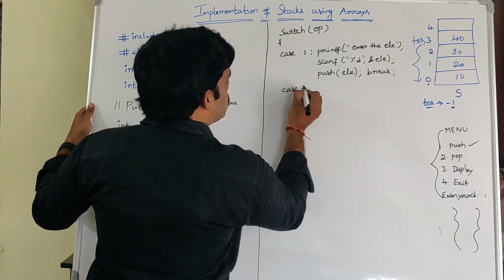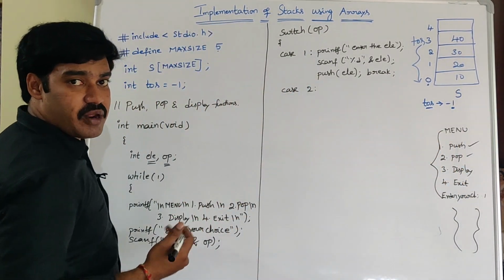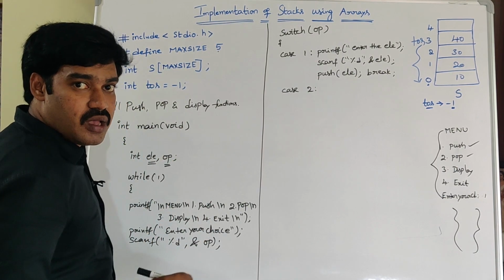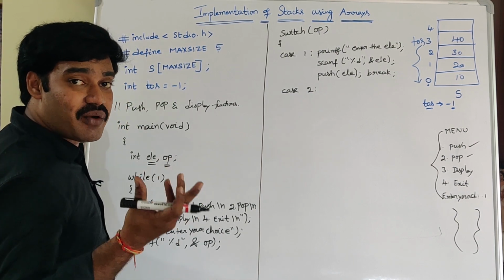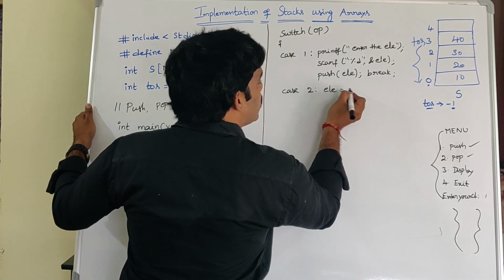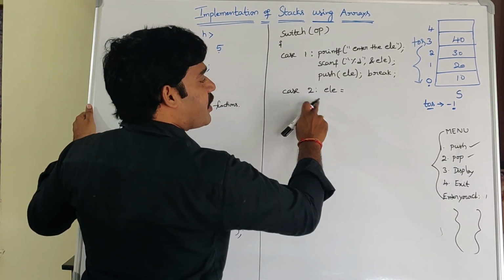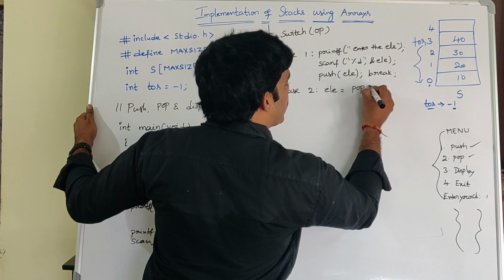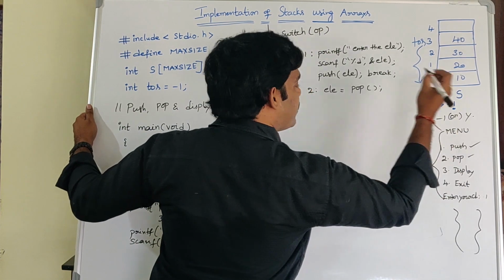Next, case 2. What is meant by 2? Pop, delete an element from the stack. But the pop function returns either -1 or the deleted element. It returns -1 if the stack is empty. Otherwise, it returns the deleted element. So how to call that one? ele is equal to, the same variable I am using. No problem. Why? Because after this case is over, next time it executes the second one. So I can use the same variable, ele is equal to the pop function. This function returns either -1 or the deleted element.